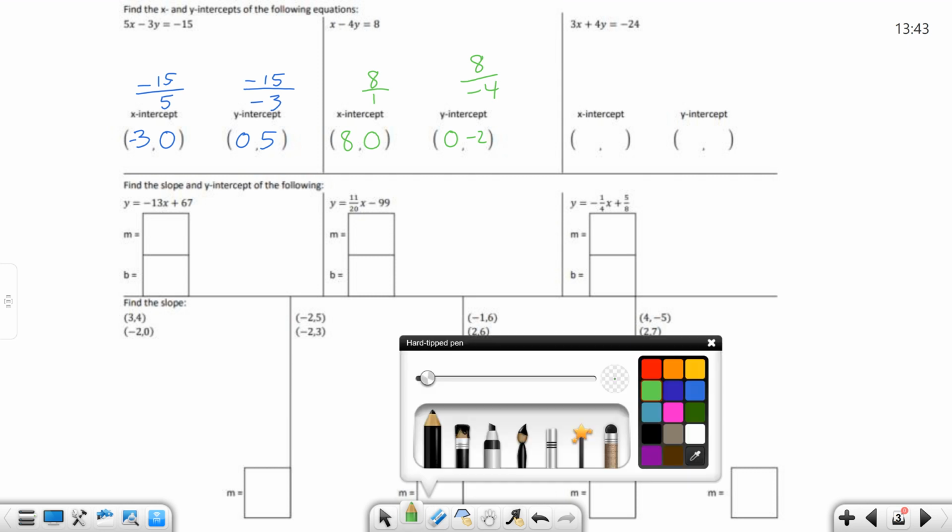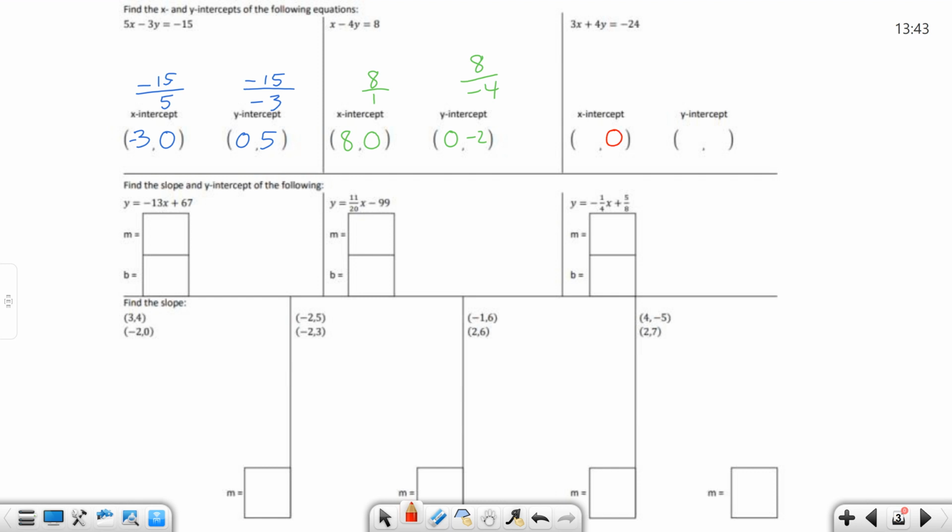Next problem, same exact thing. Y is 0 for the x-intercept, x is 0 for the y-intercept. If y is 0, you're dividing negative 24 by 3, which is negative 8 indeed. Likewise, if I find the y-intercept and x is 0, this term has gone to 0, right? I should have said this thing goes to 0. So if 4y equals negative 24, divide by 4. And I get y equals what? Negative 24 over 4, I get negative 6. So those are my x and y intercepts.